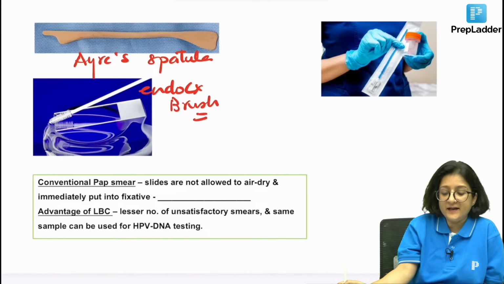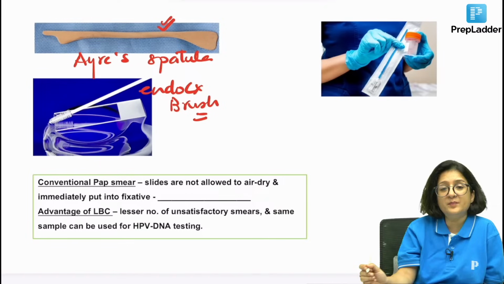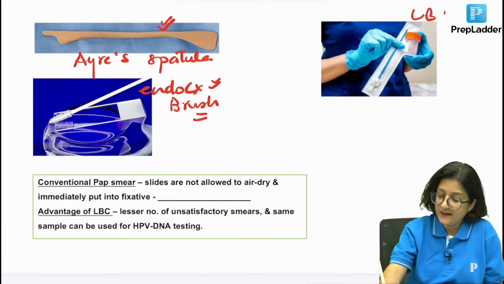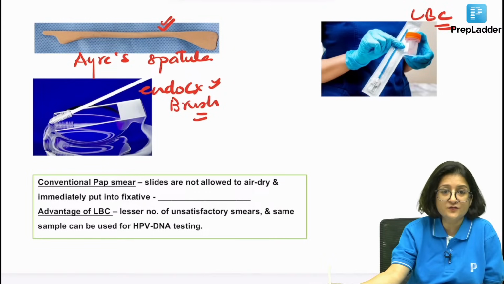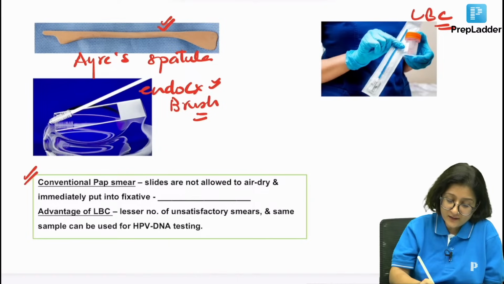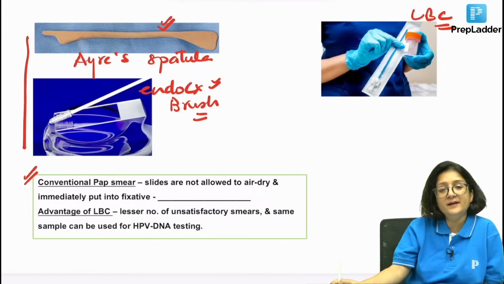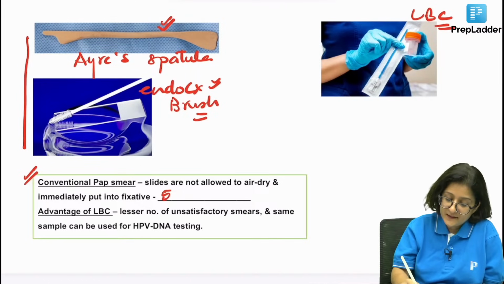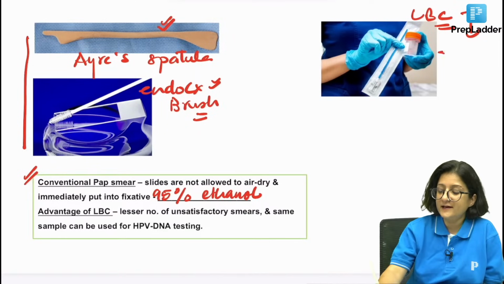Okay, when we take slides, we take a sample from the Ayre spatula, and we take a sample from the endocervical brush also. This is for liquid based cytology. Now, when we make the slide and dip it in a fixative, this is the conventional pap smear. The fixative is 95% ethanol. For liquid based cytology, the fixative is methanol.